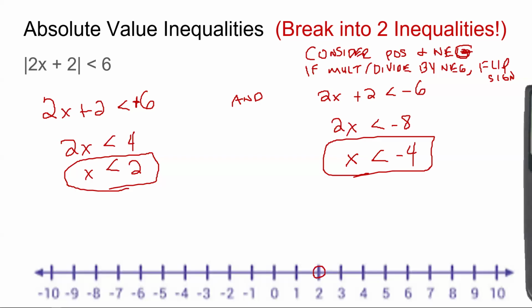And X is less than -4. I probably should have flipped a sign here. Here's -4. I don't want to include it. I think we get everything in the middle.